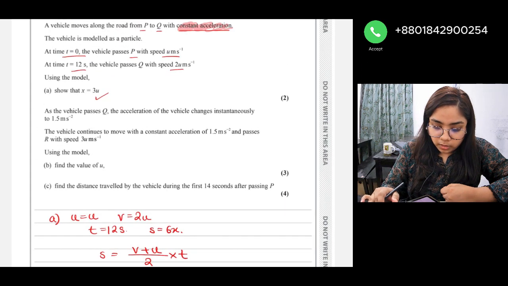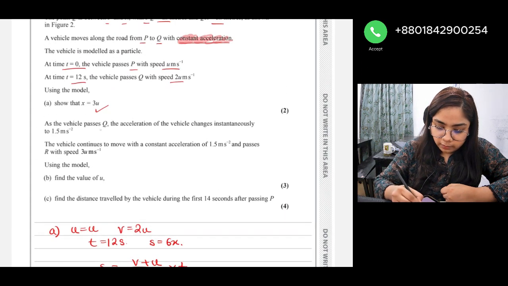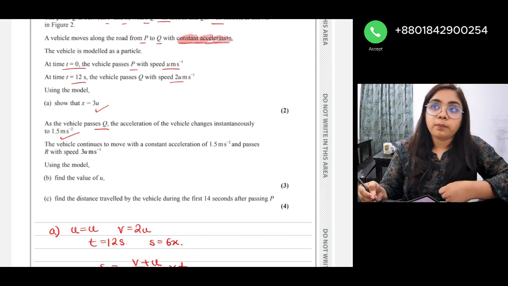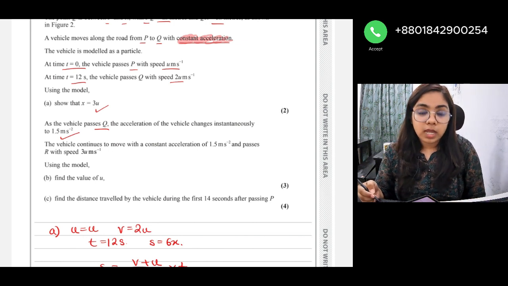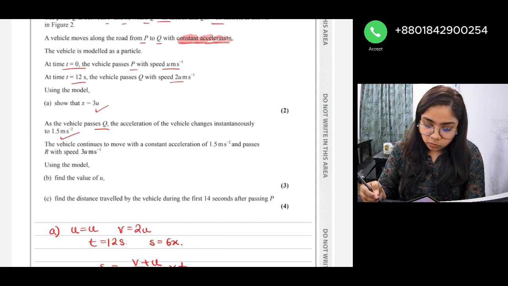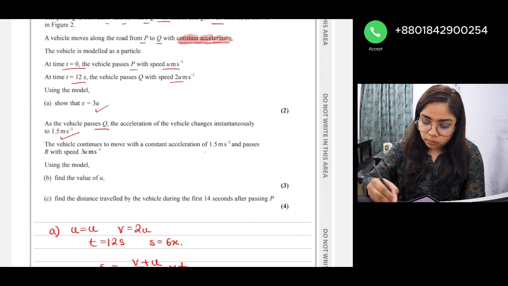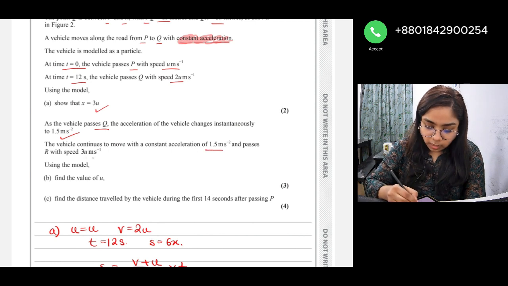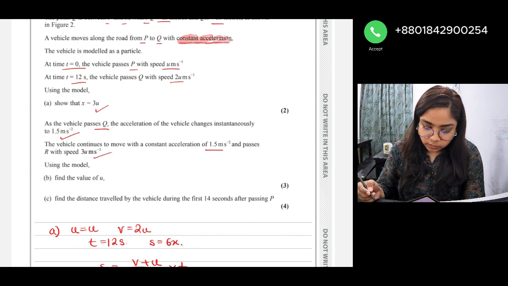We'll move on to part B. It says that as the vehicle passes Q, the acceleration of the vehicle changes instantaneously to 1.5. That means for PQ, the acceleration was different, and for point Q to R, the acceleration would now be 1.5. Okay, and the vehicle continues to move with a constant acceleration of 1.5 and passes R with 3u, and we use the model to find out the value for u in this case.